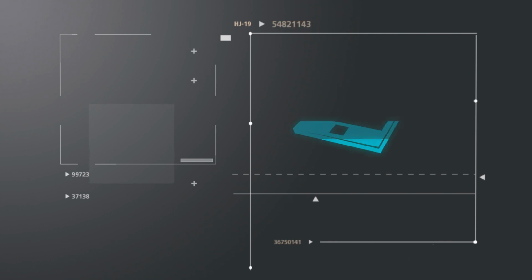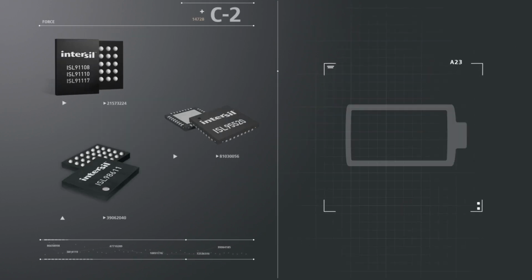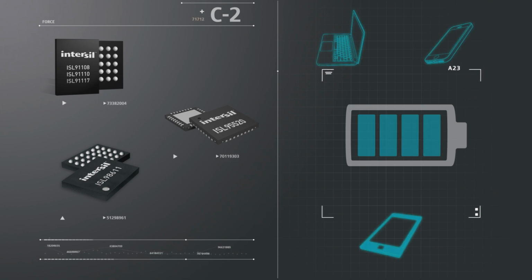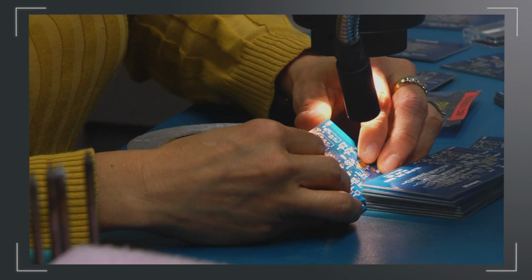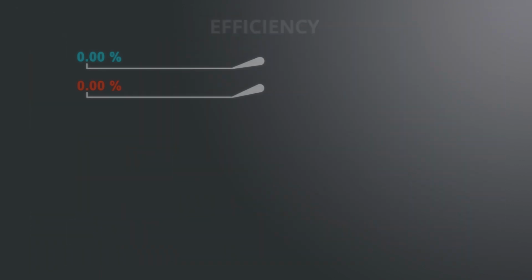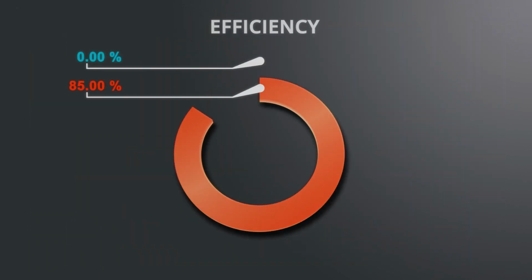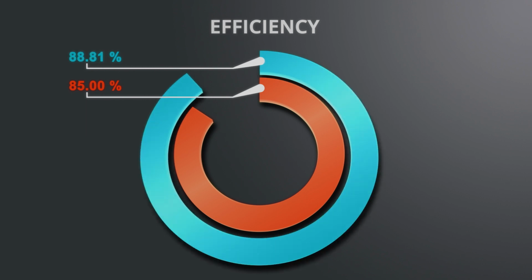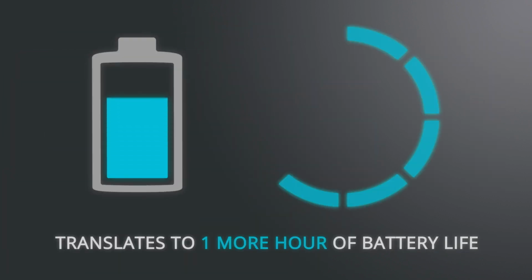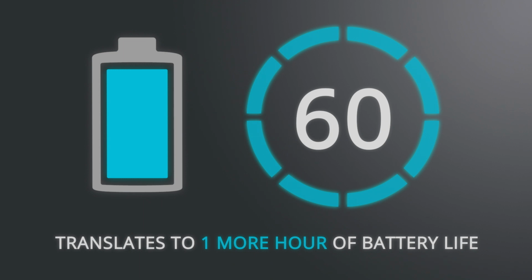as cell phones have evolved into smartphones, and tablets have emerged, bridging the two, Intersil's foundational technology is at the heart of achieving the battery savings required in these space-constrained form factors. Intersil's creative integration of functions enables us to deliver an improvement from 85% efficiency to over 90% efficiency, translating to up to an hour of extra battery life.